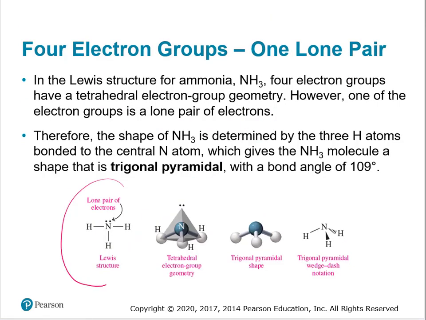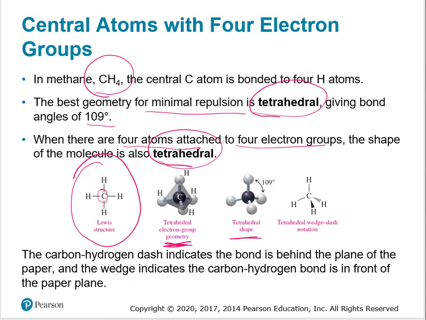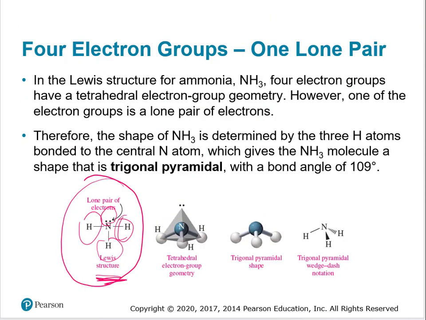Let's look at NH3. My electron geometry here, based on my Lewis structure, I have 1, 2, 3, 4 things coming off of that nitrogen, just like I had 4 things coming out of this carbon, but the difference is I have 3 H's and 1 lone pair. So our electron geometry is tetrahedral because there's 4 things coming out of it.